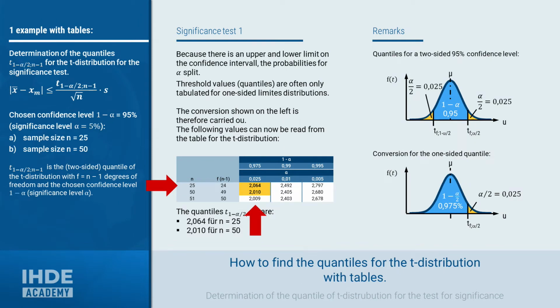Here is a small excerpt from the table for the quantiles of the t-distribution for different significance levels alpha and degrees of freedom f. For alpha 0.025 and a sample size of 25, the quantile is 2.064. And for a sample size of 50, the quantile is 2.010.